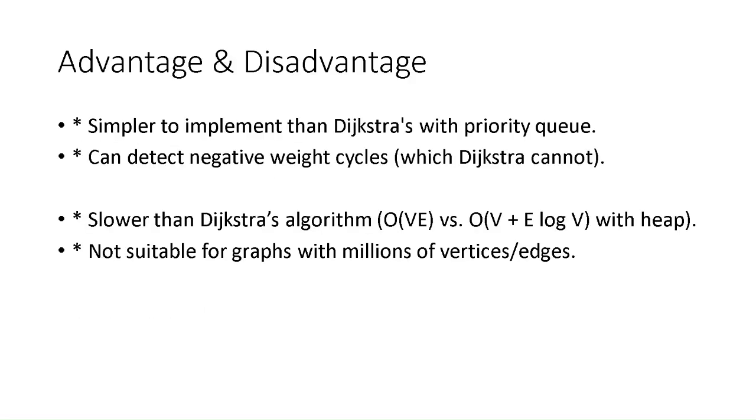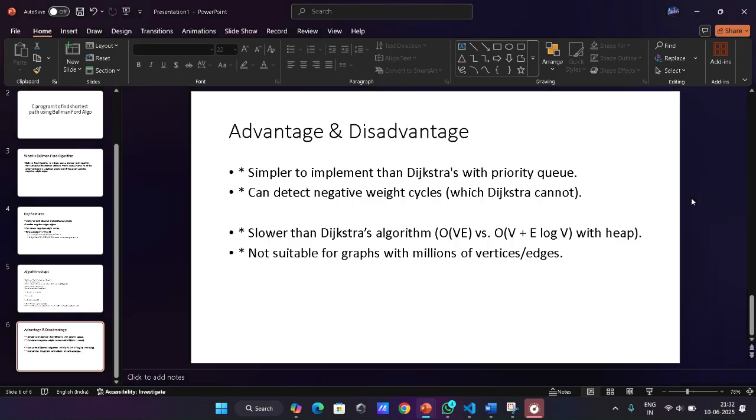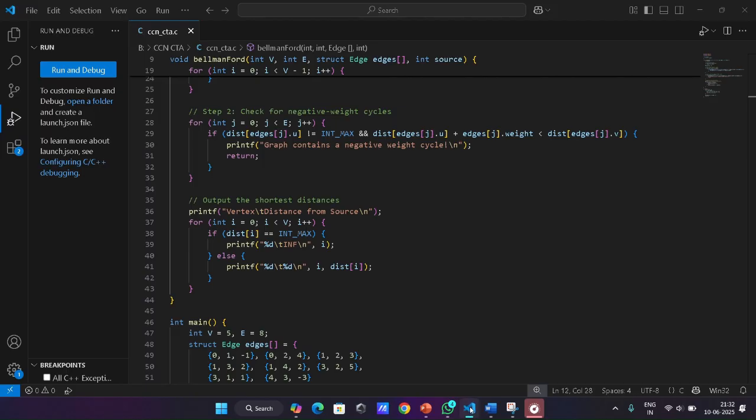Now coming to advantages and disadvantages. Advantages: it is simpler to implement than Dijkstra's with priority queue, and it can detect negative weight cycles. Now coming on to disadvantages: it is slower than Dijkstra's algorithm, and not suitable for graphs with millions of vertices and edges. Now coming on to the C program, here's the C program code.